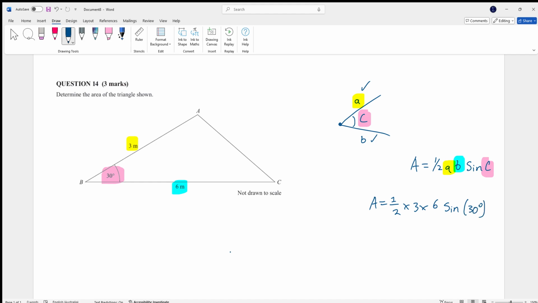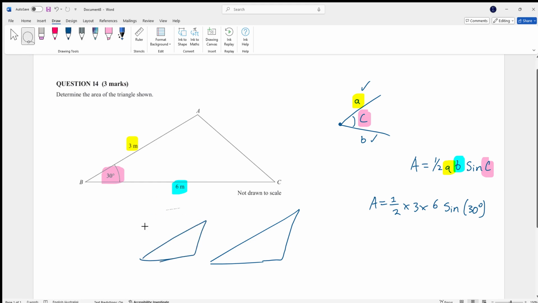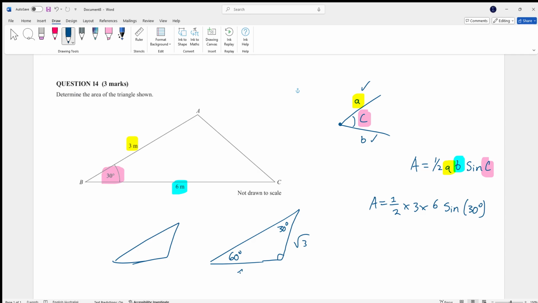Now to work out sine of 30 degrees, you need to know your special triangles. So there's two types of triangles you would need, okay? Now for this one here, you're only going to need one of them, but I'll write both just in case it does pop up with a similar question. So there is your 60, 30 degree triangle, that's a right angle, where this is root 3, that's 1 and that's 2. And then there's also your 45 degree triangle, where that's 1, 1 and that's root 2.